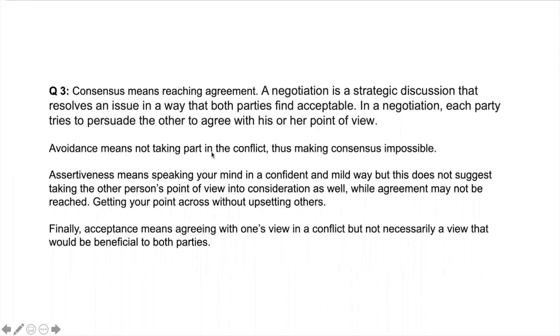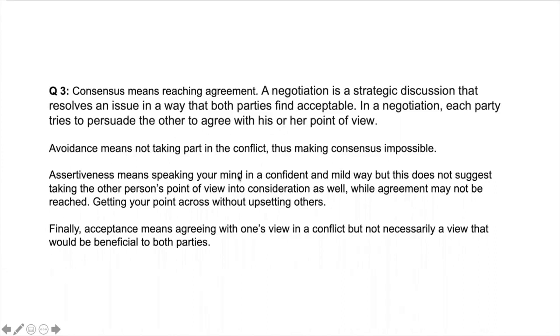Avoidance means not taking part in a conflict. When you have a conflict, people say, don't make me part of this. I want to avoid this. Sorry, I don't want to know. So there's no consensus there, right? You're not reaching agreement. You're just avoiding it. That's not a good answer here. Let me go back a moment to show you.